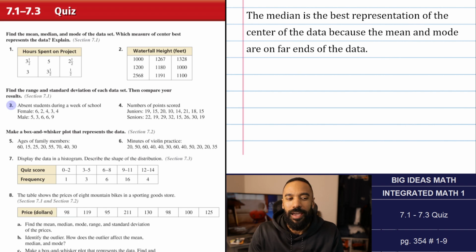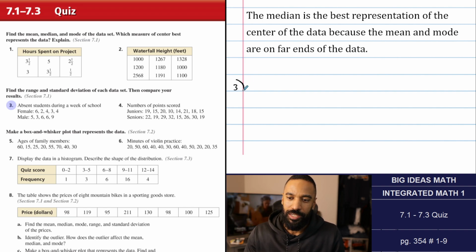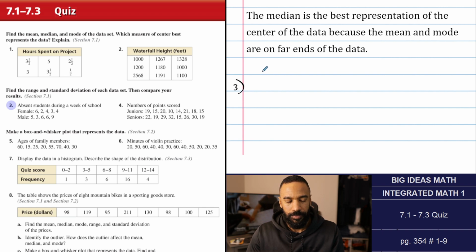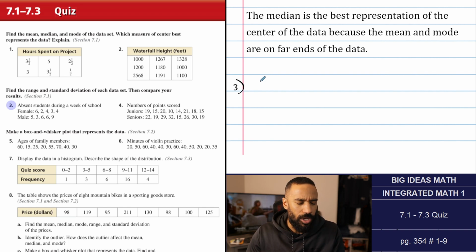Anyway, find the range and standard deviation of each data set, then compare your results. We have numbers 3 and 4 here. Now, they said each data set individually. So, absent students during a week of school. Well, on Monday, there were 6. Tuesday, there were 2. I think like that. That's what they mean. So, let's look at females only here.